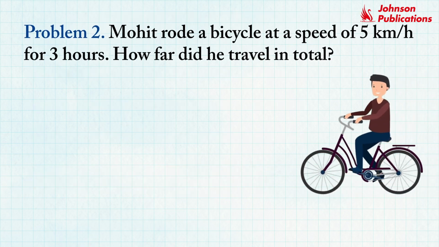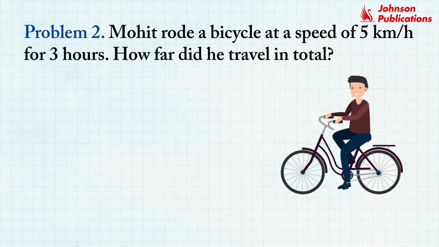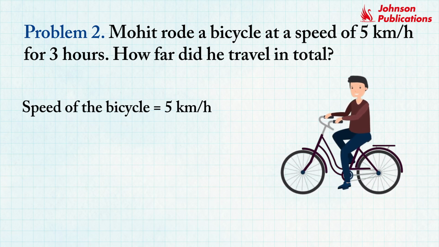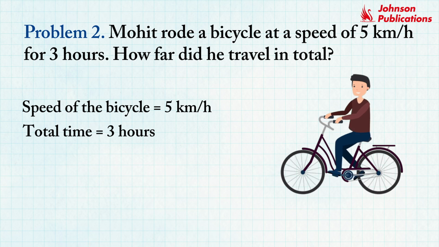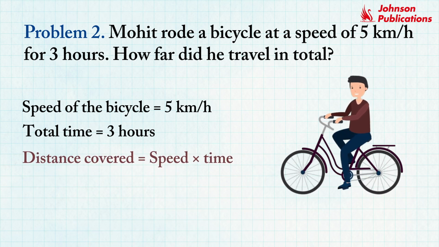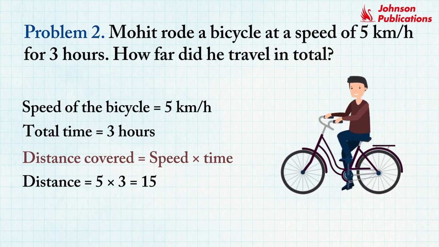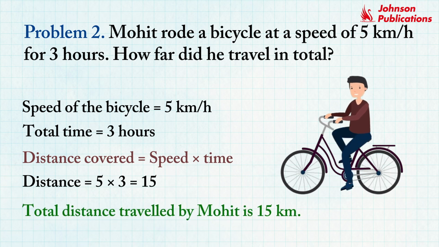Problem: Mohit rode a bicycle at a speed of 5 km per hour for 3 hours. How far did he travel in total? Speed of the bicycle is equal to 5 km per hour. Total time is equal to 3 hours. Distance covered is equal to speed into time. Therefore, distance is equal to 15 kilometers. So, Mohit traveled for 15 kilometers.